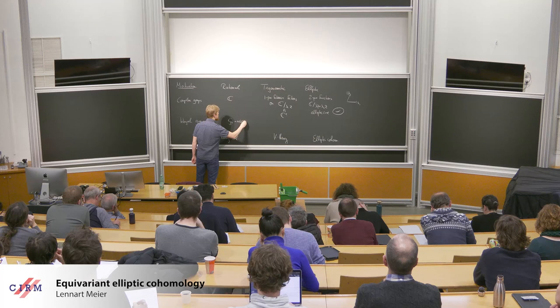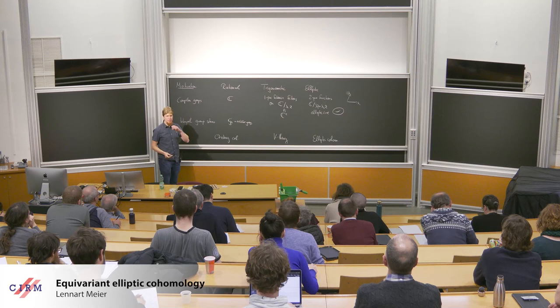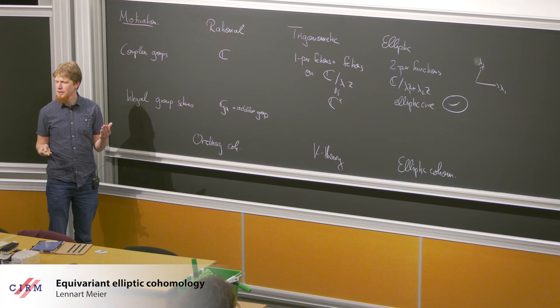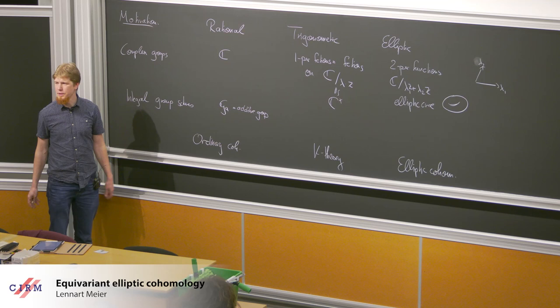So what does it do? I mean, many of you might not be so happy with schemes, but you can see a scheme just as a functor on commutative rings. So not every such functor is a scheme, but every scheme defines such a functor, and it's completely determined by this. So what does the additive group do?